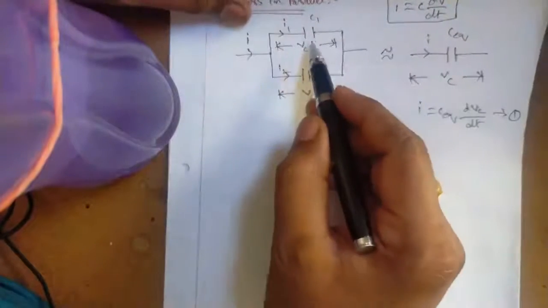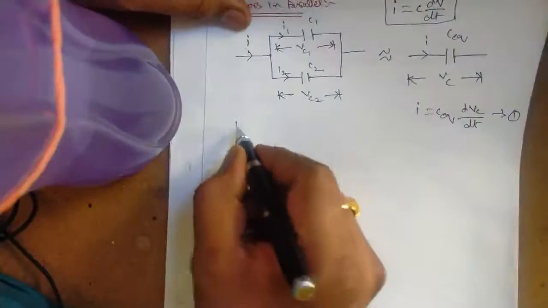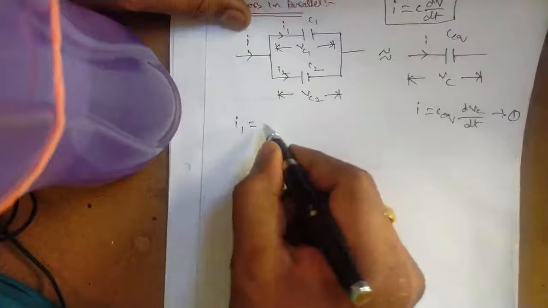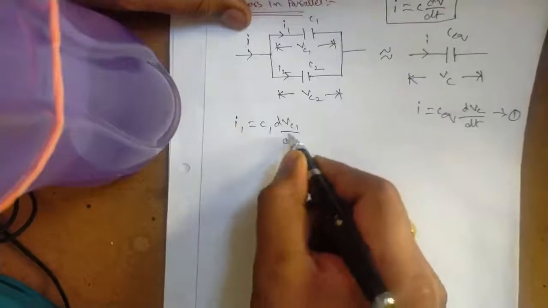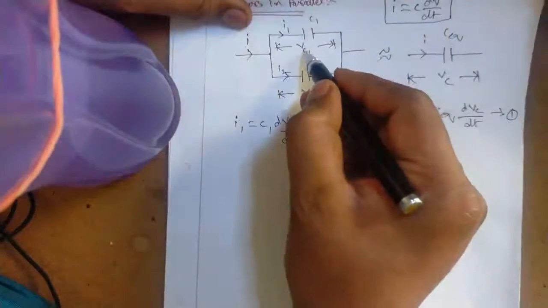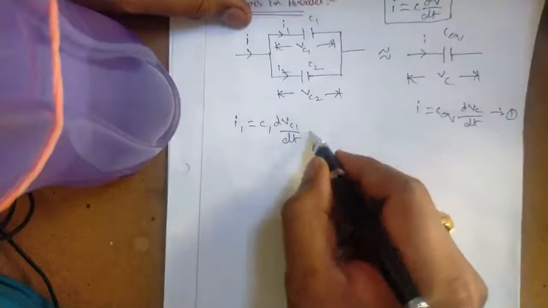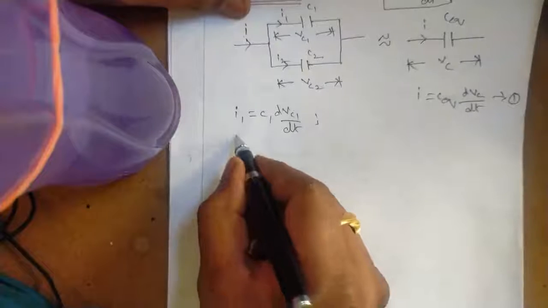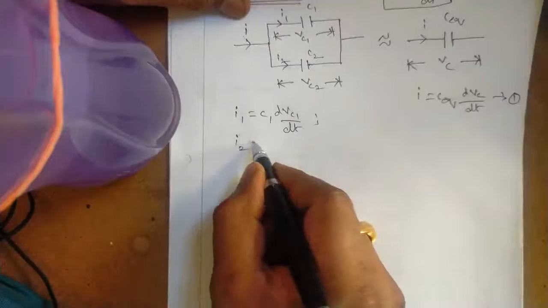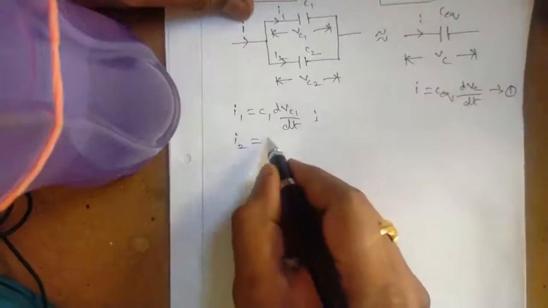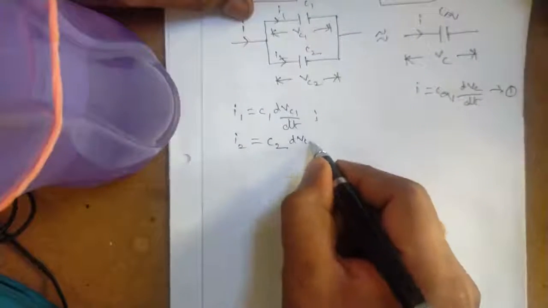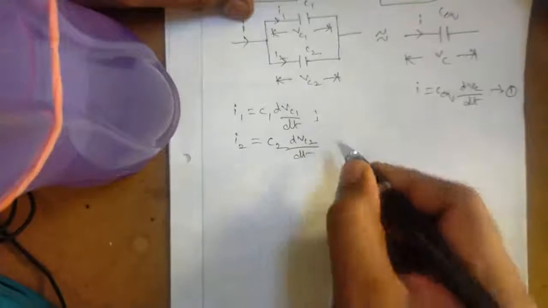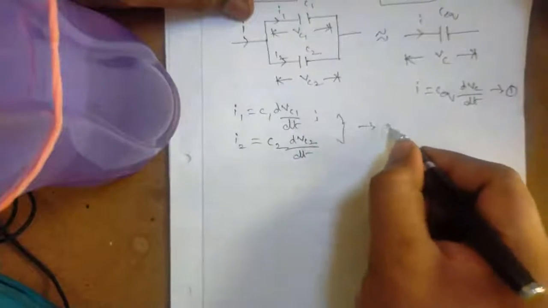Similarly, the current passing through the capacitor C1, I1, is equal to C1 dVc1 by dt, that is, the voltage across C1 is Vc. Similarly, the current passing through the capacitor C2 is I2. I2 is equal to C2 into dVc2 by dt. This is expression 2.